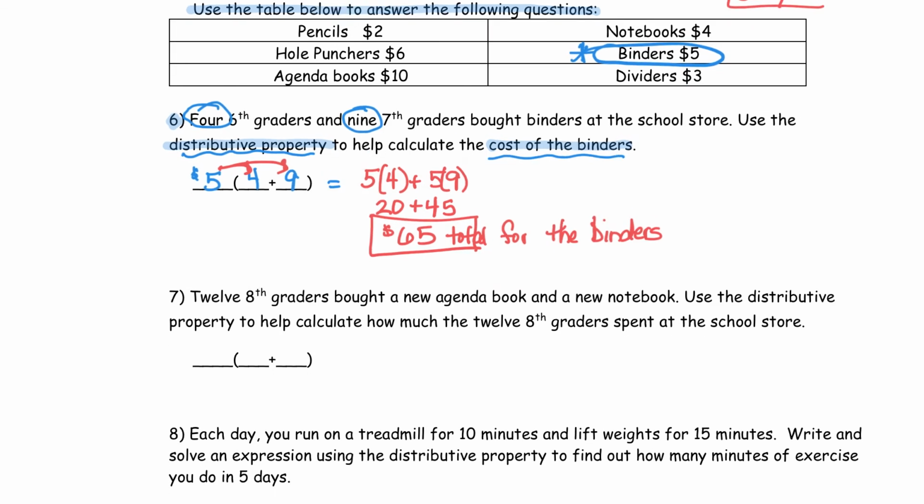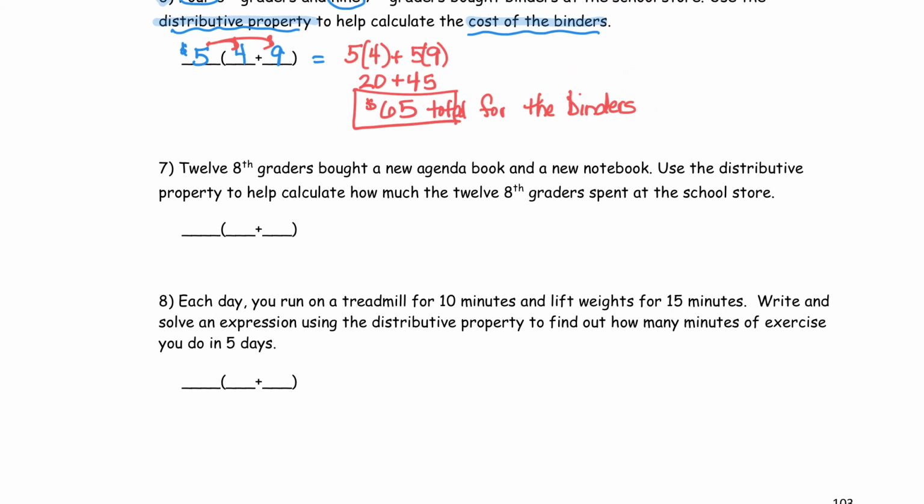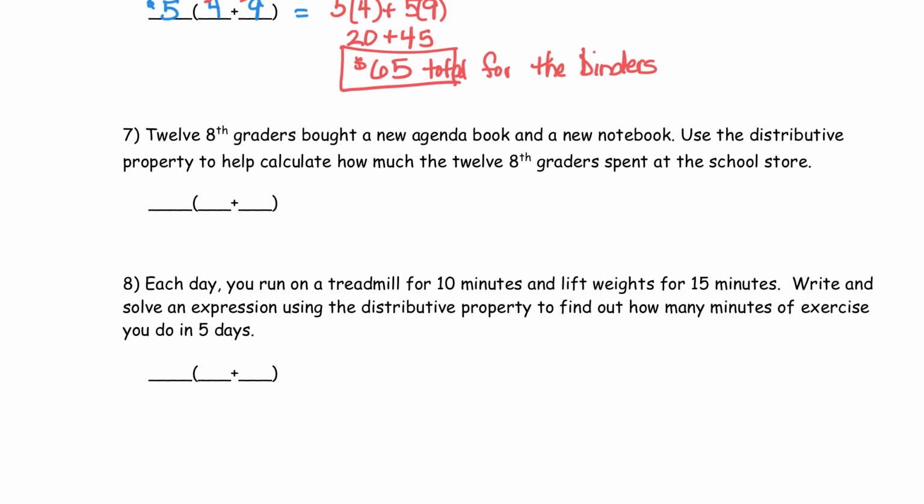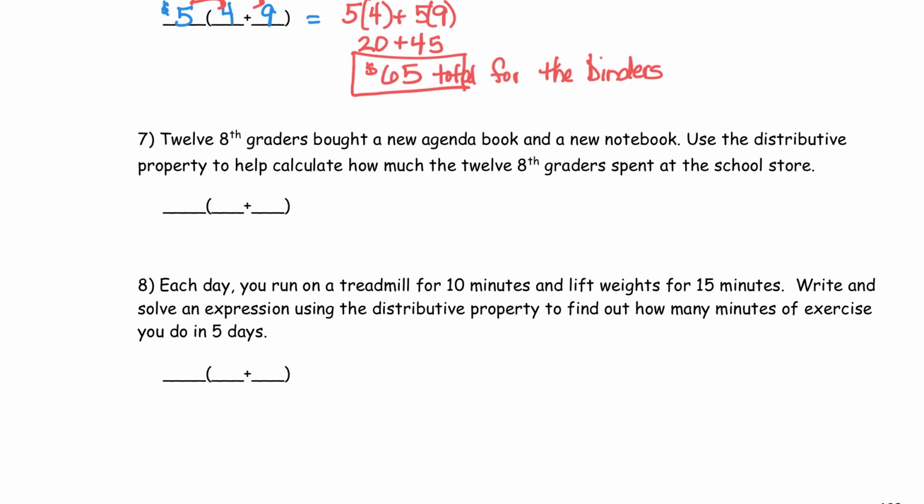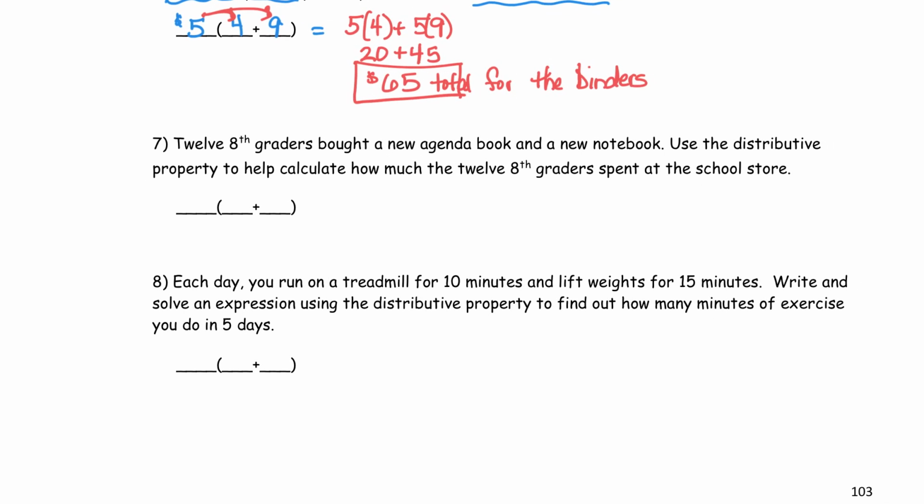Okay, let's look at number 7. Number 7 looks a little bit similar to number 6. Let's go ahead and take a look at it. It says 12 8th graders bought a new agenda book and a new notebook. Use the distributive property to help calculate how much the 12 8th graders spent at the school store. Okay, so I know the question is I have to determine, using the distributive property, how much the kids spent at the school store, 12 8th graders.